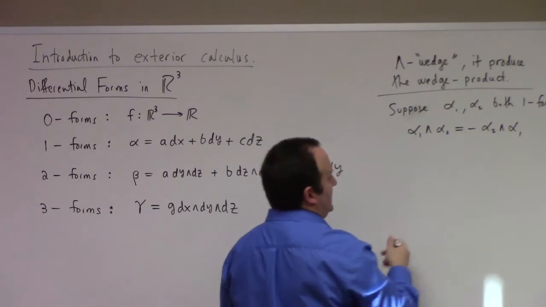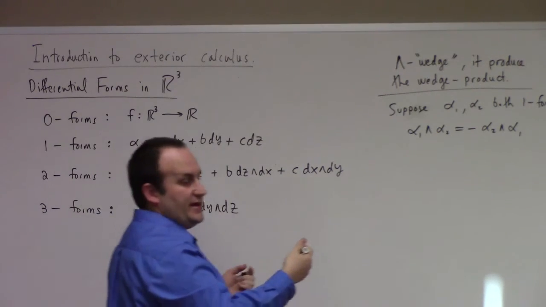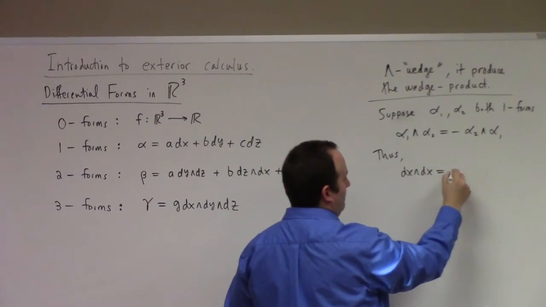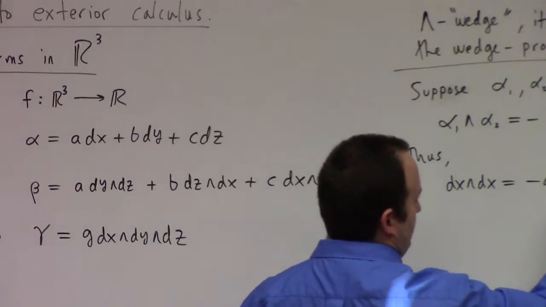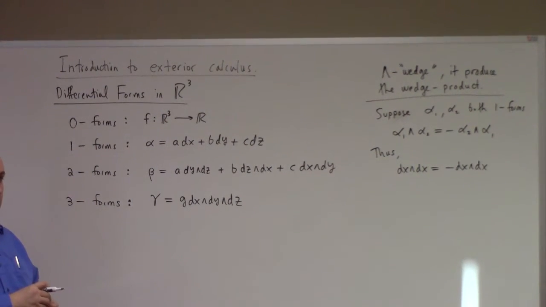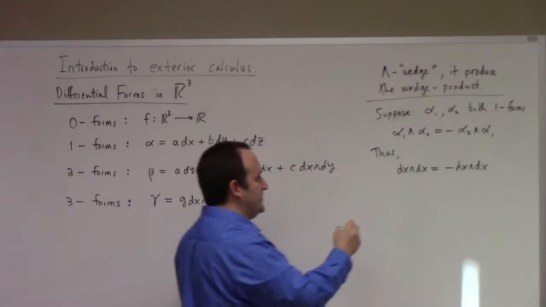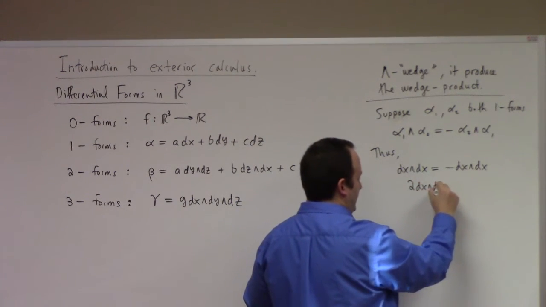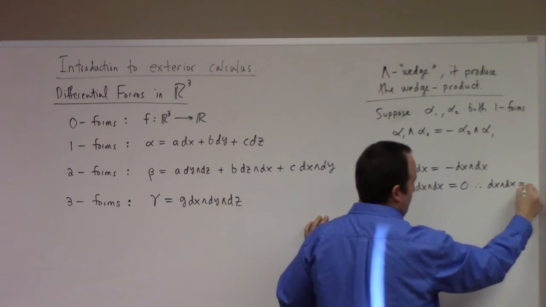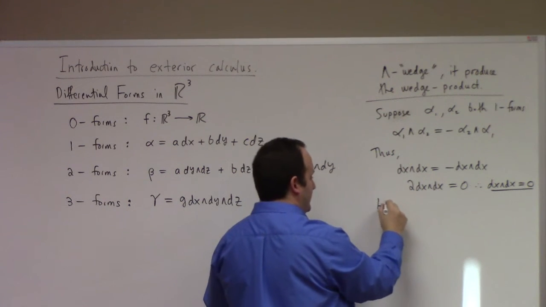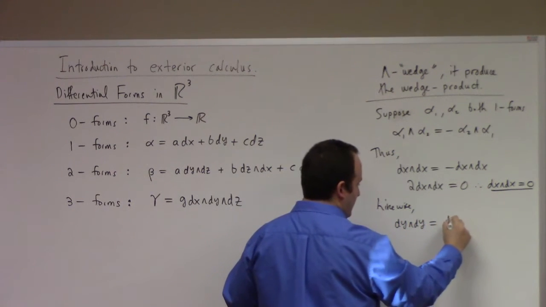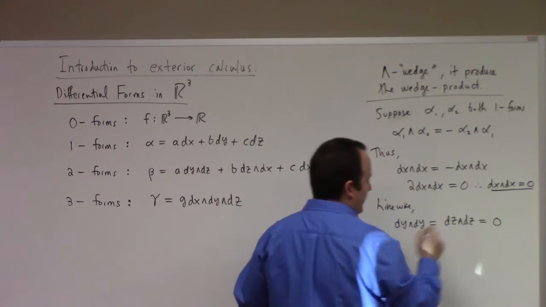So what does this say about dx and dx? So like dx wedge dx is equal to what? Minus dx wedge dx, right? Which is what? Yeah, that says 2 times dx wedge dx is just 0. So therefore dx wedge dx is equal to 0, right? So likewise, dy wedge dy and dz wedge dz, those are both 0.